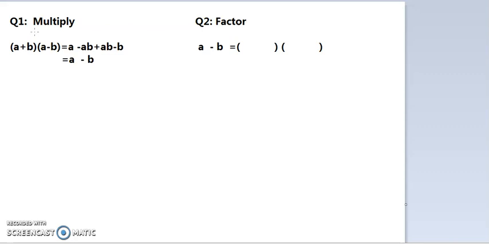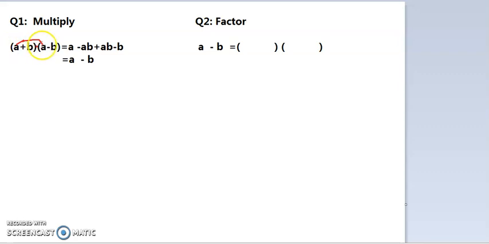So if we want to multiply a plus b times a minus b, notice a and a, b and b, they're the same except the sign in front of b is different. One is plus, one is minus. So we are going to use FOIL or just distribution. So we're going to multiply this a with this a. So a times, notice multiplication is between the parentheses.